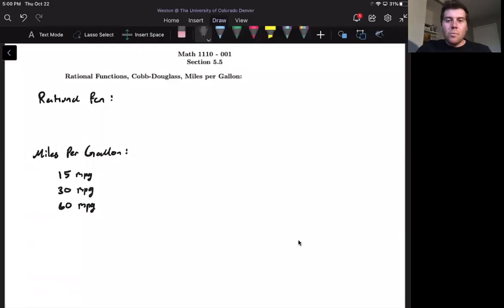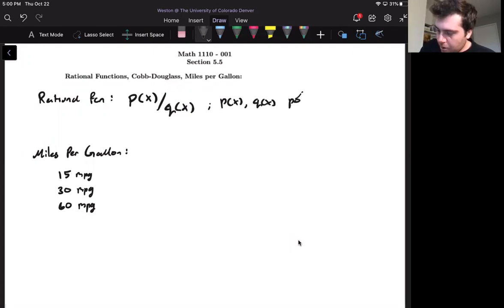Hey, welcome to section 5.5, where now we're going to be talking about rational functions. Simply put, a rational function is just a function that's two polynomials divided by each other. So it's p of x divided by q of x, where p of x, q of x are polynomials.